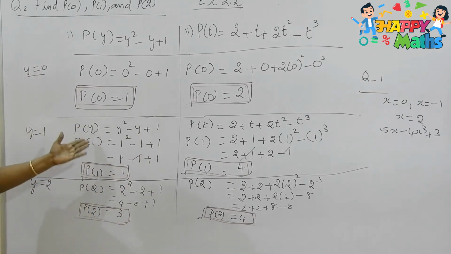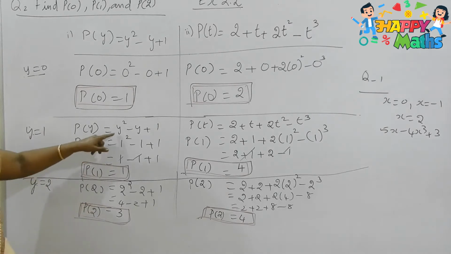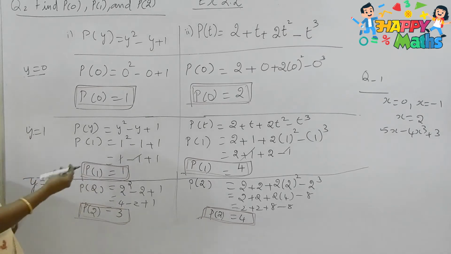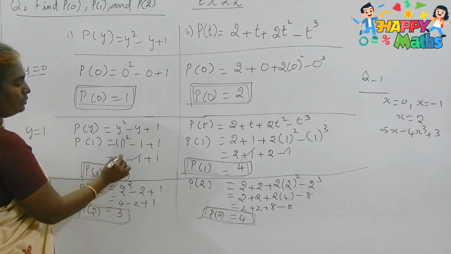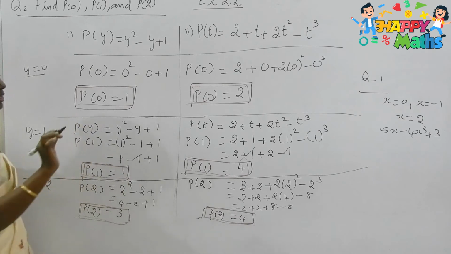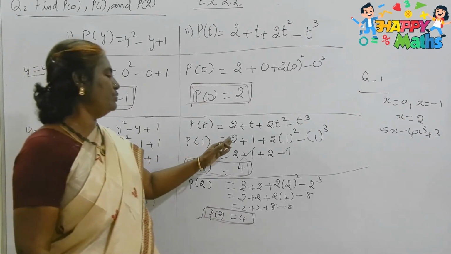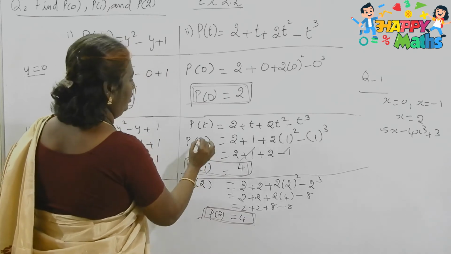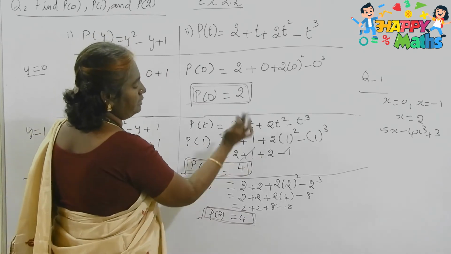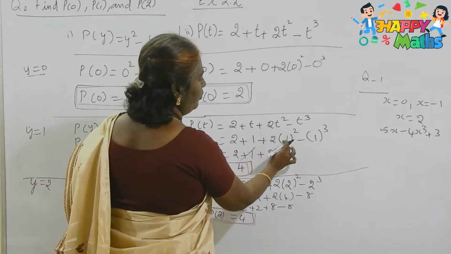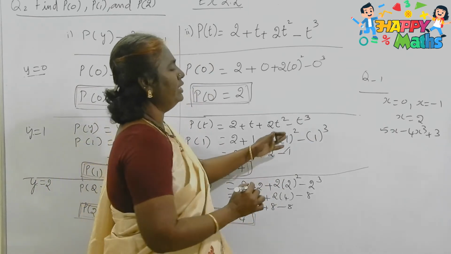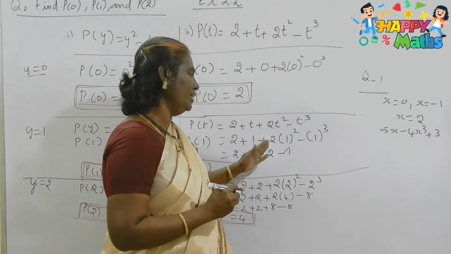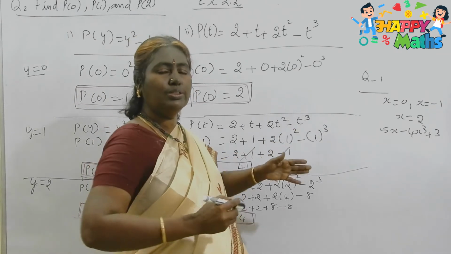When you substitute 1 in the place of y in p of y, then 1 square minus 1 plus 1. When it is 1 square, this is simply 1. So 1 and minus 1 get cancelled. So p of 1 is equal to 1. Here I am substituting the value 1, isn't it? Oh, 1 only. Okay. 2 plus, in the place of t, 1: 1 square minus 1 cube. Whenever you get any power of 1, it is 1 only. So even if it is 1 square, it is 1 only. Even if it is 1 cube, it is 1 only.